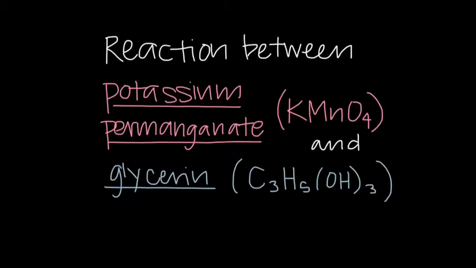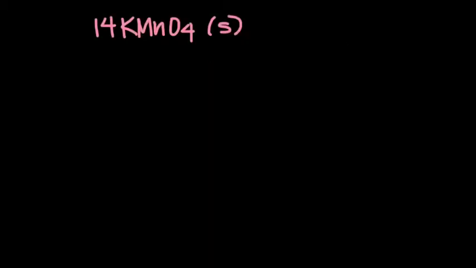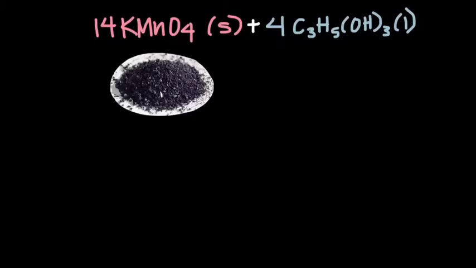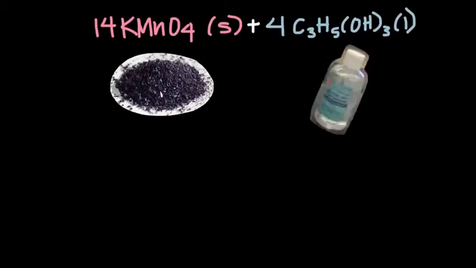This video looks at the reaction between potassium permanganate and glycerin. So our reactants are KMnO4, which is potassium permanganate, and C3H5(OH)3, which is glycerin. Potassium permanganate is a purple solid, and glycerin is a clear, very viscous liquid.